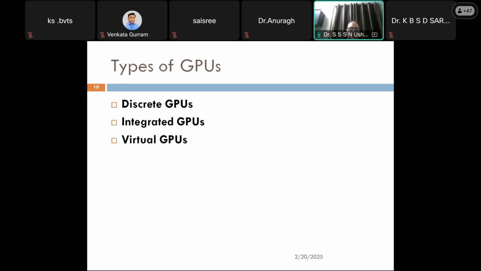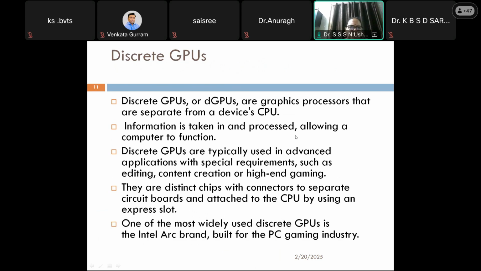Next, types of GPUs. Discrete, integrated, and virtual. These are the three common types. Discrete types are called DGPUs. They are separate from the device CPU, that means outside of the CPU, and information is going to be transferred from CPU to GPU. They are distinct chips with connectors to a separate circuit board attached to the CPU by using an express slot. So a separate slot will be there.